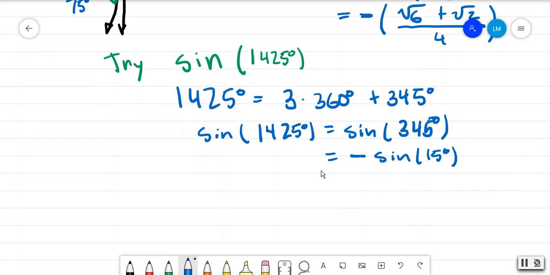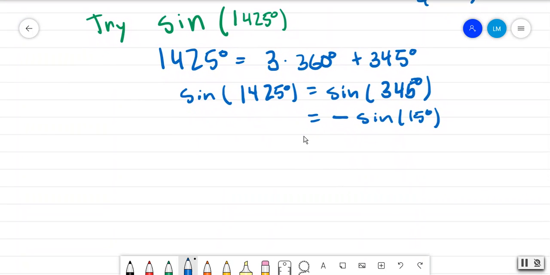Now you can use the sum formulas to prove identities also, so just be sure that you're okay with that. And then I'm going to use another video to show you how to work with radians.